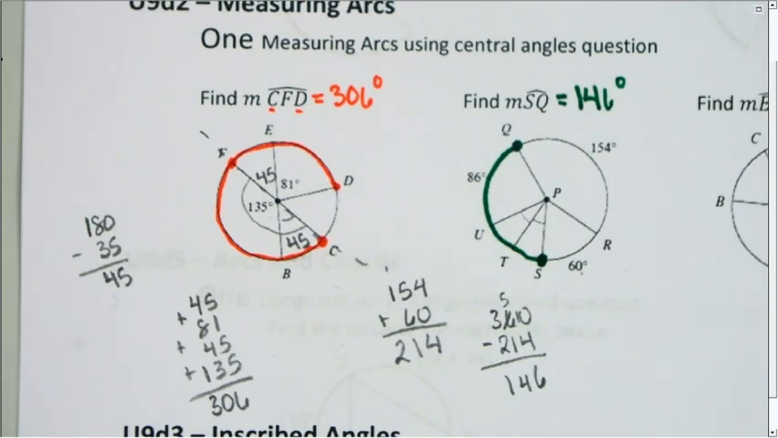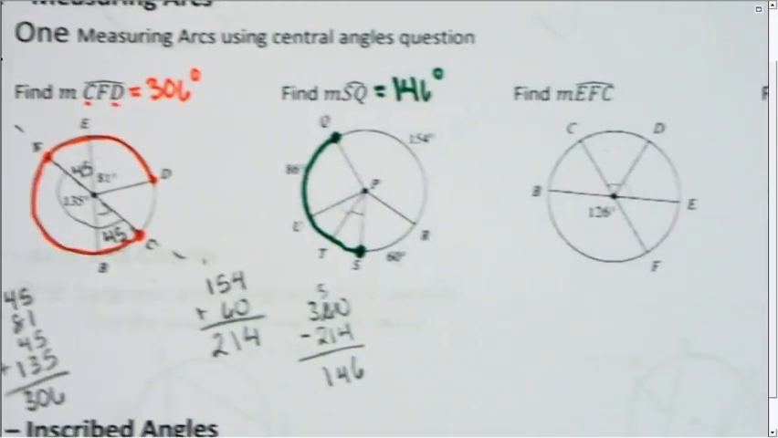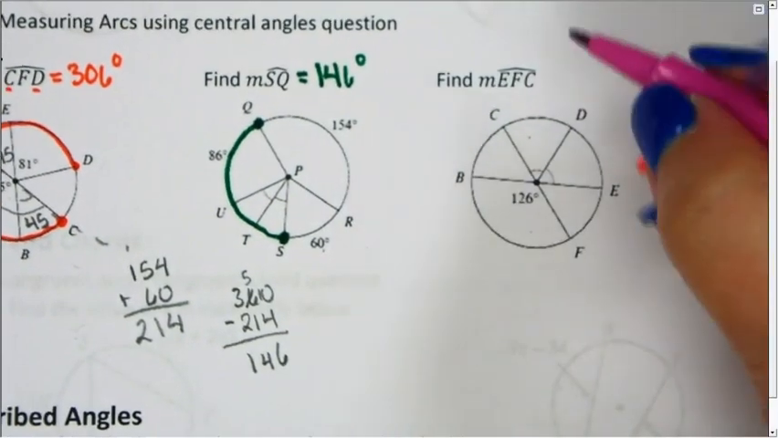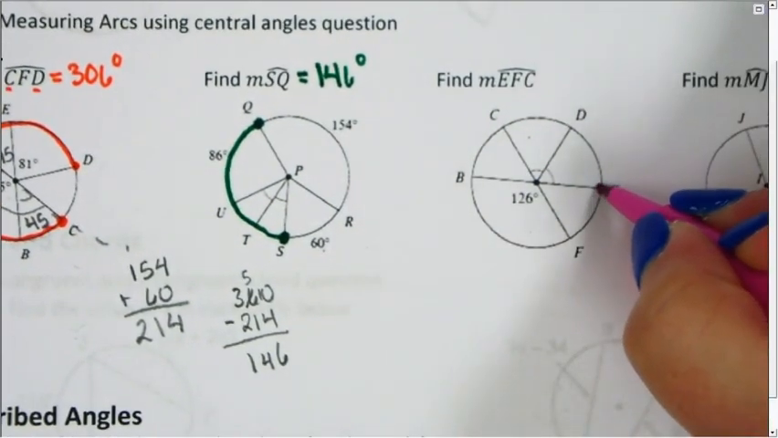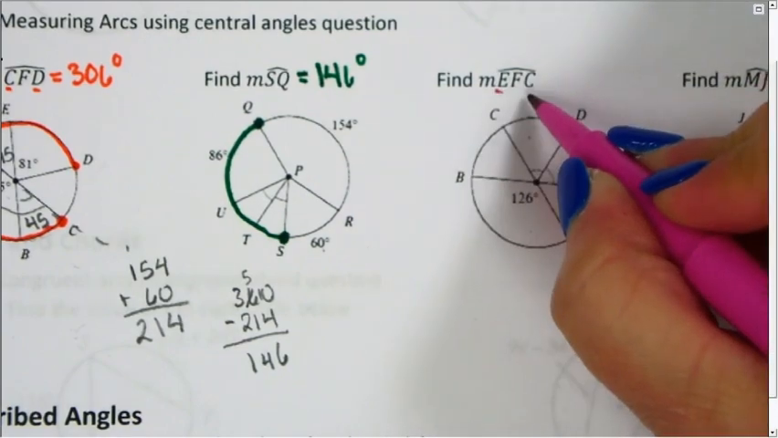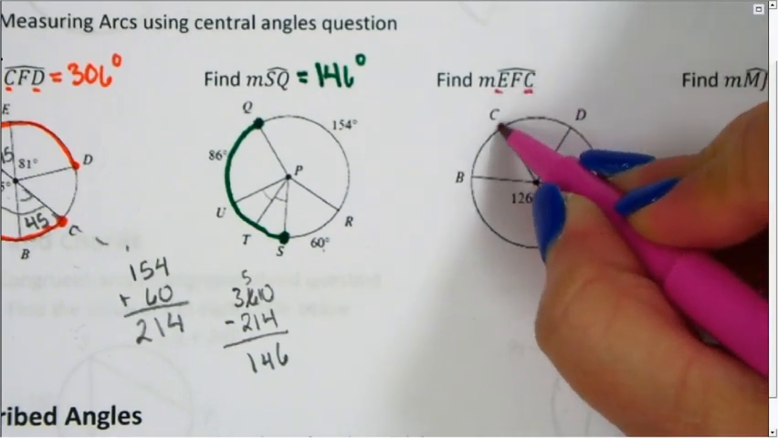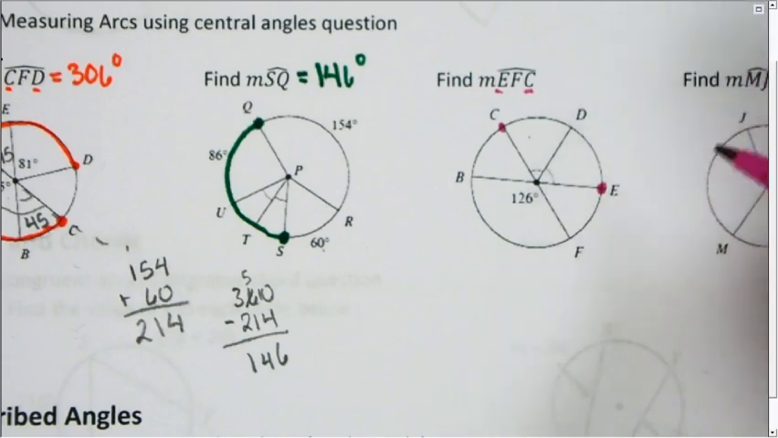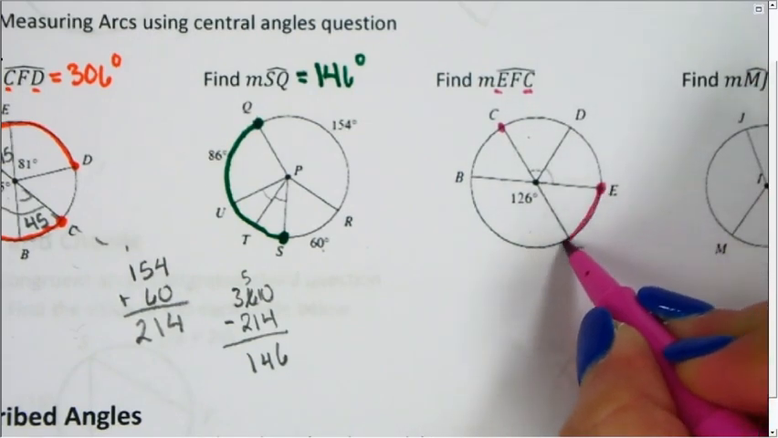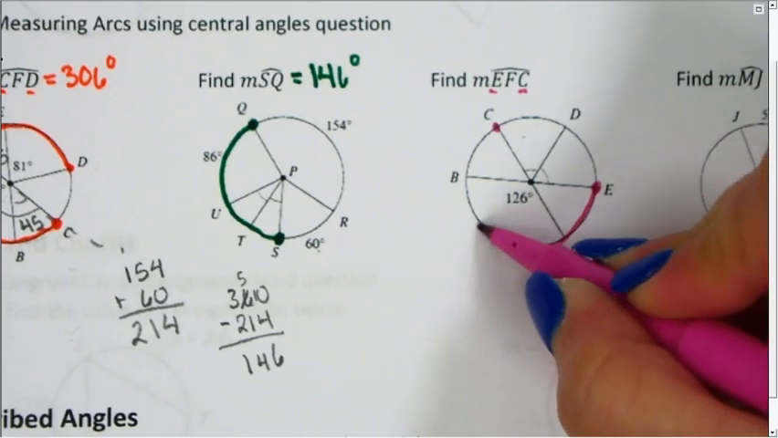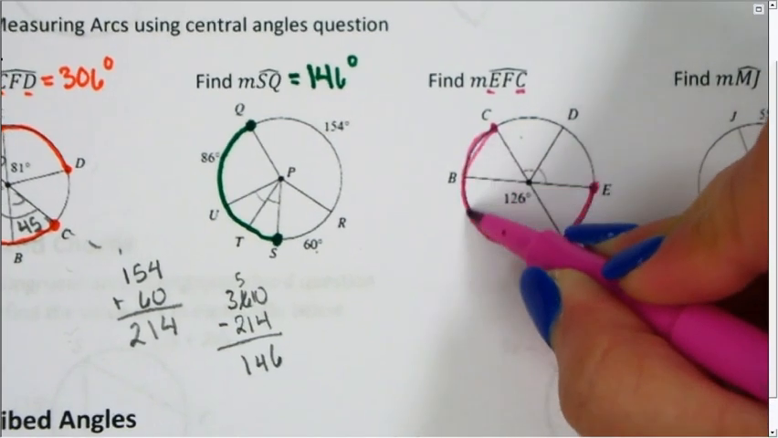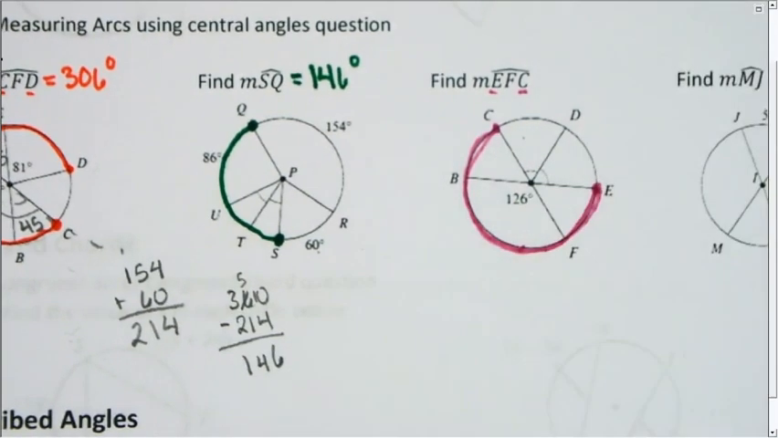All right, the next one, I want to find the measure of arc EFC. So that means I will be starting at E, my first letter. I'll be ending at C, my last letter, and I want to make sure that I go through F. So I'm going this direction around my circle so that I hit point F. So that is the arc that I'm working with.